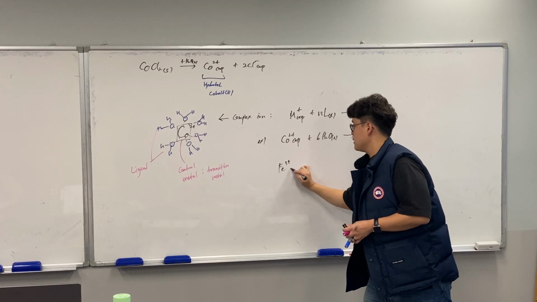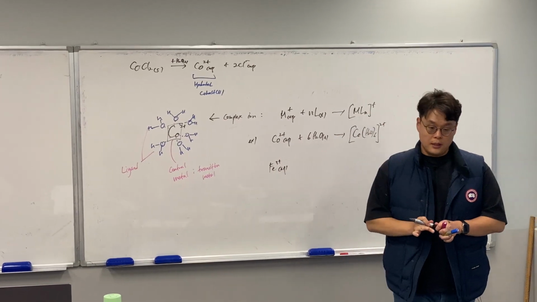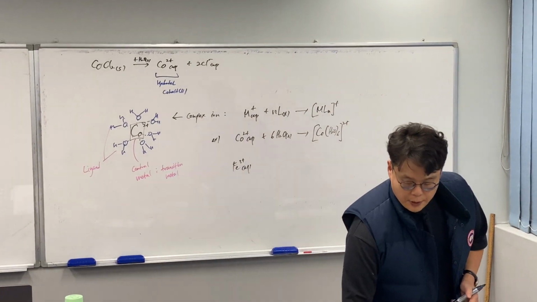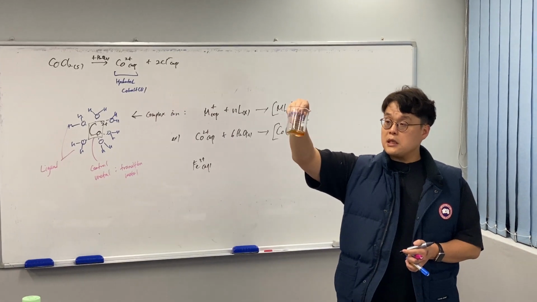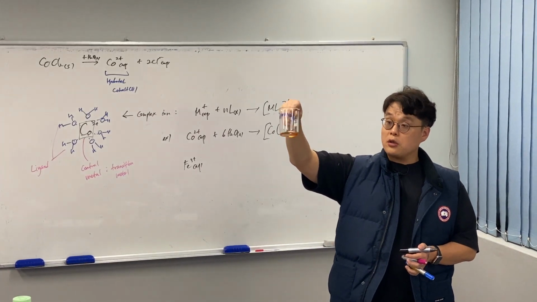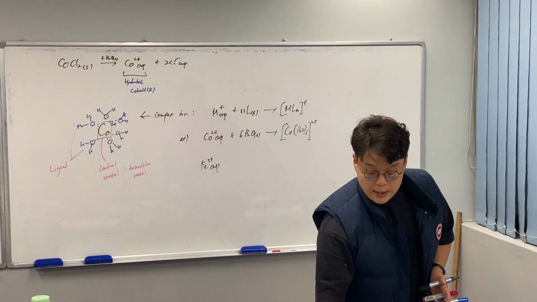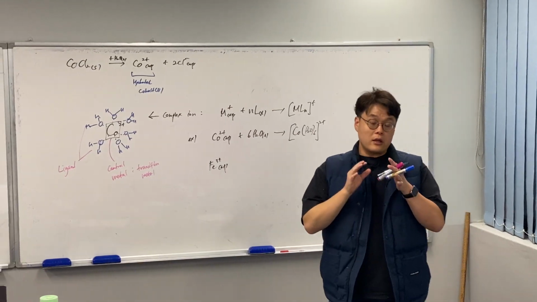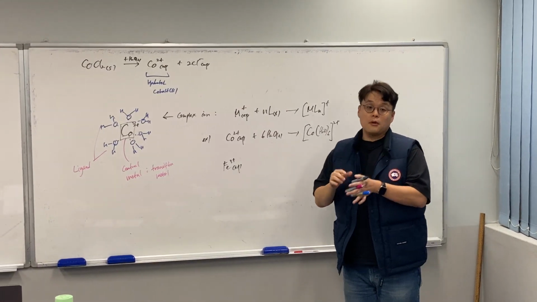Iron 3 plus, aqueous here like this too. Can you see that? Iron 3 plus solutions. Okay, it shows a very clear orangish, yellow, brown color. It means that this is the distinctive, signature color of the iron 3 plus as well.